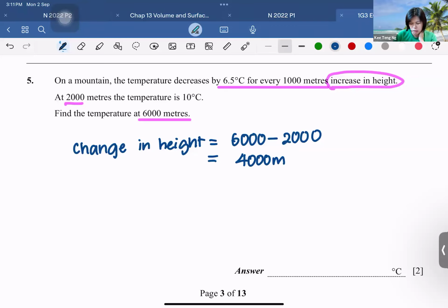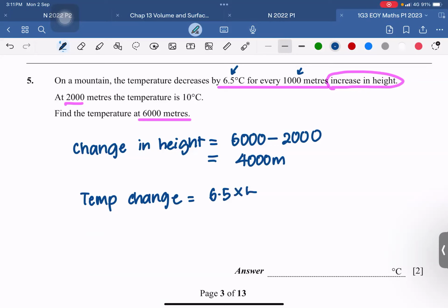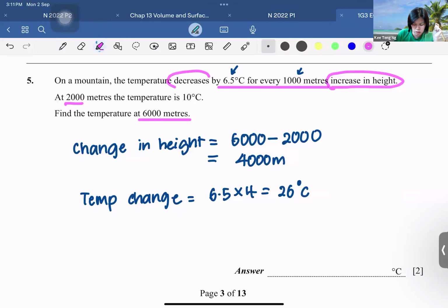4,000 meters. For every 1,000 meters, it's 6.5 degrees. So the temperature change will be how much? Every 1,000 is 6.5. So for 4,000, I will take 6.5, very simple. Then 6.5, do what to it? How many times? Times 4. Thank you. Times 4, 6.5 times 4. This is a change of 26 degrees Celsius, but the temperature decreases.